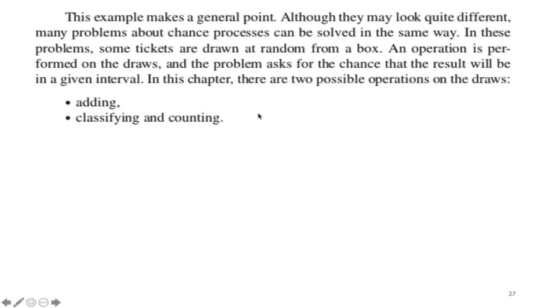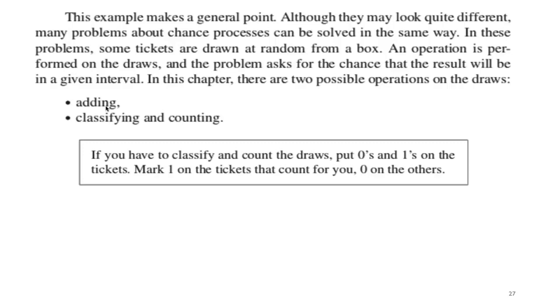So kind of the recap here is that we might have these two problems that are slightly different. One of them is adding, finding the sum. The other one is counting and classifying, but they're done the same way. That's kind of the key point of this, is that if we classify or count, we put zeros and ones, because 0 for something that's not part of the count, and 1 if something is part of the count.